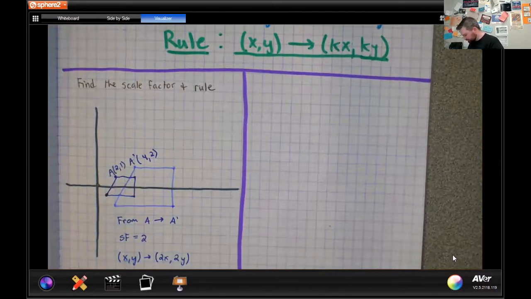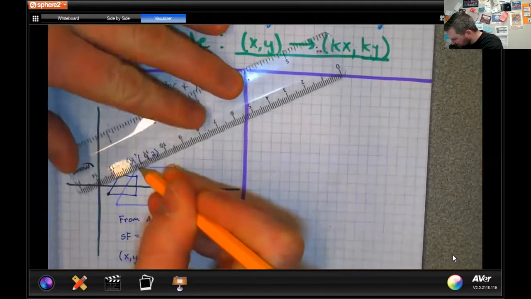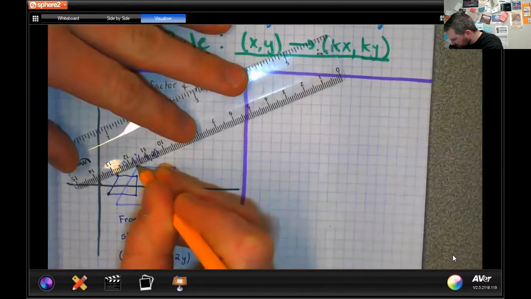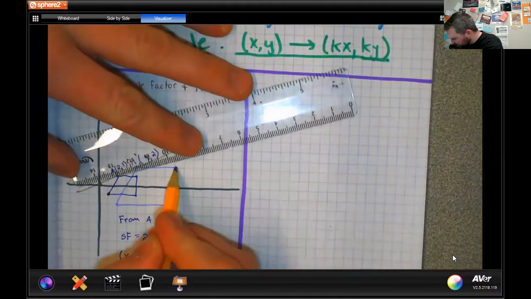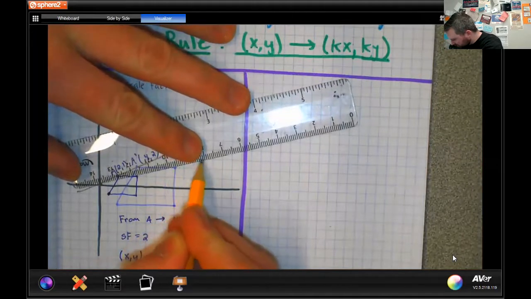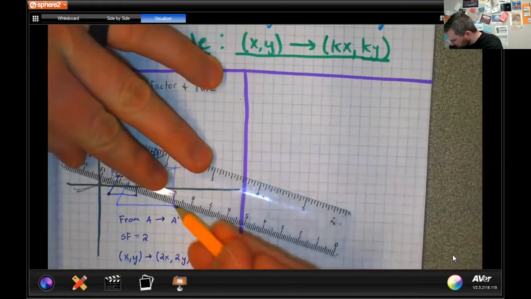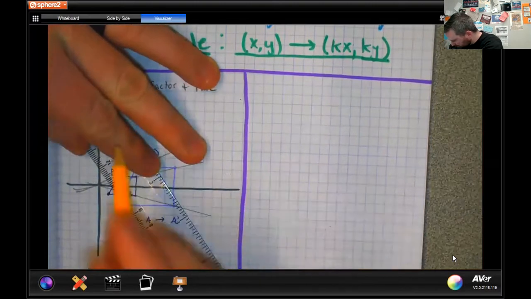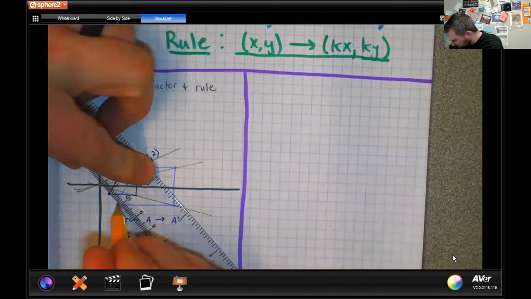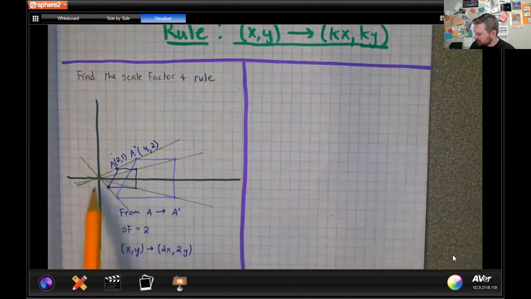I'll get a ruler out here. If I connect A and A prime with a line and continue that line in both directions, and do the same for the other points, this point and this point, and then this point and this point, we can see that all of these lines intersect at 0, 0.